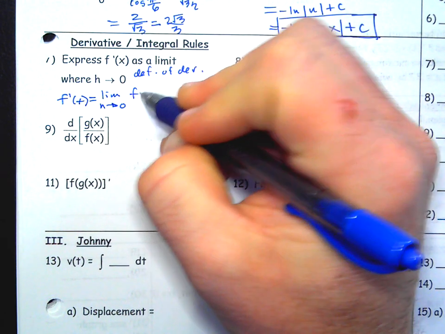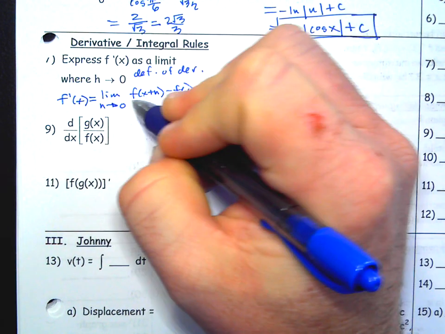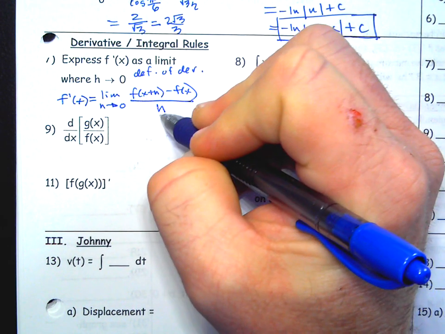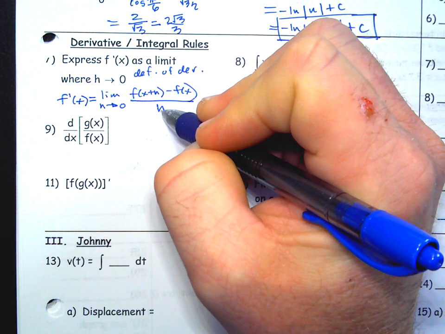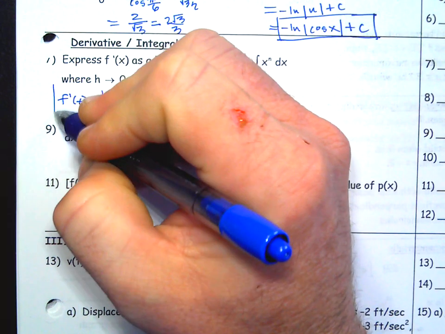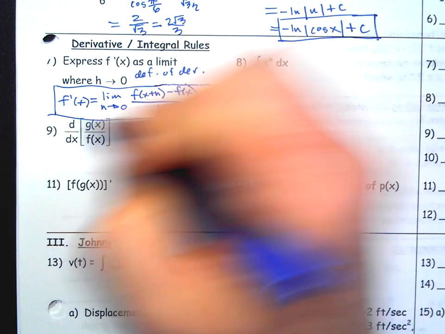So it's f of x plus h minus f of x over h. It's changing y over changing x. Then we're going to make the h go to 0. We're going to make the points get infinitely close to each other. This is the definition of the derivative. I need the limit. I need all of that.